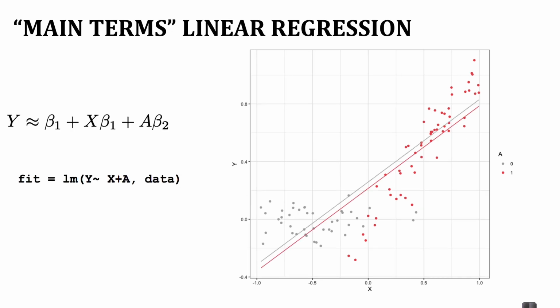So for example, here's main terms linear regression. We were talking about this before with the interaction term. That's what I'm going to show you here. So this is just a 2D fit. So I have a slope for x and I have a slope for a.